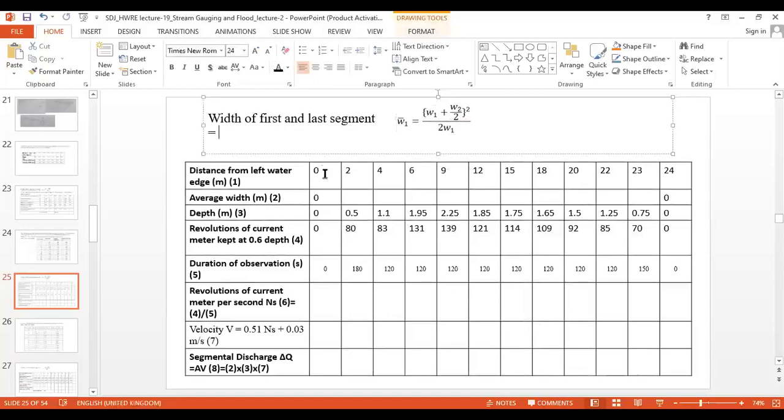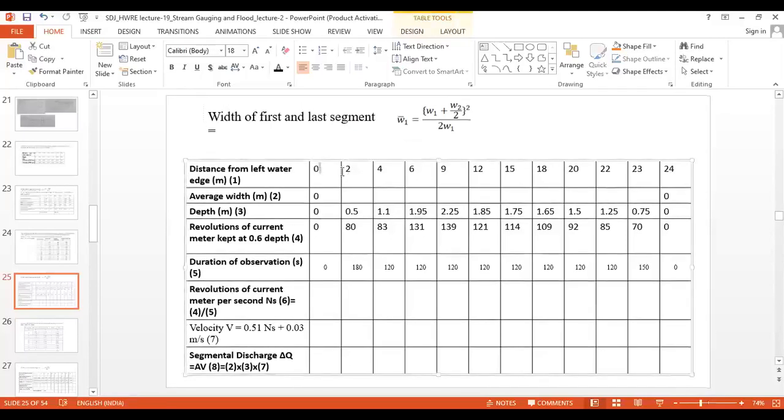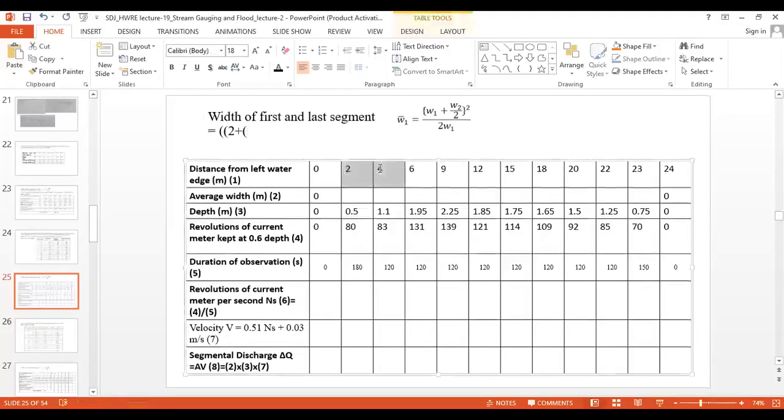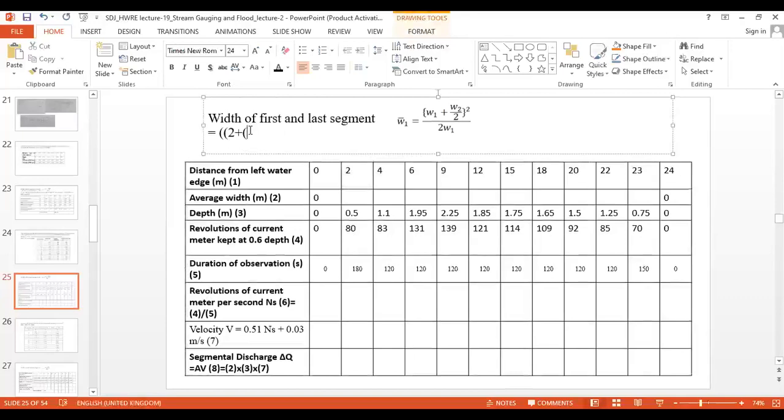Width of its own, that is 0 to 2, that is 2, plus width of its adjacent, that is a second we can say. So first we are going to consider 0 to 2 as a first. So here I would like to write 2 plus, its adjacent is the right-hand side one, the second one, 2 to 4, which is also 2 meters. So plus 2 upon 2, bracket complete, it's a square, that is the square of these two.